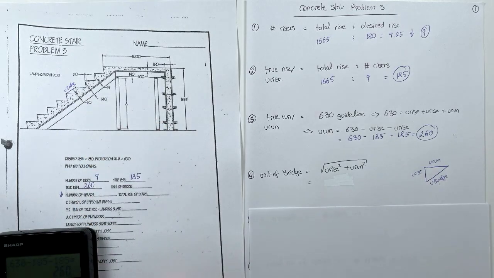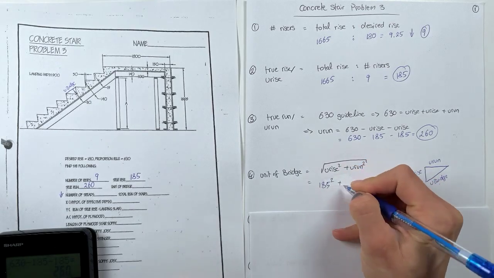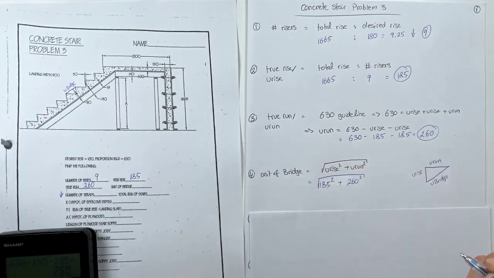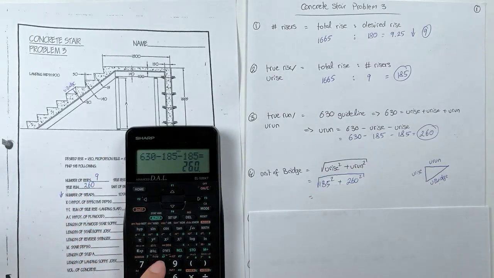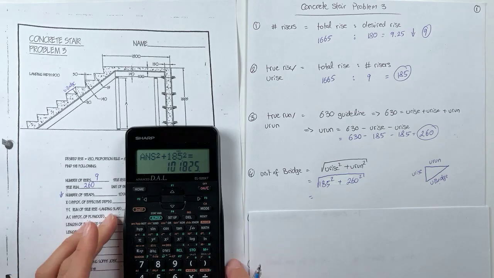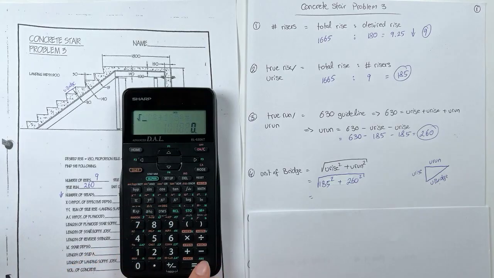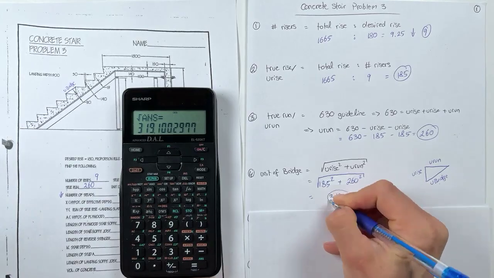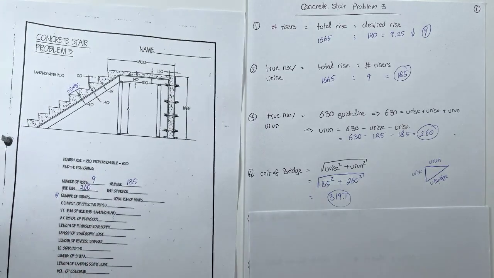That is the unit bridge from a unit rise and unit run triangle. That is the hypotenuse. So let's pop in those numbers. Unit rise, we know that, 185 squared plus unit run, we know that as well, 260 squared. Lucky us. Punching that into the calculator, the 260 is still in here, so we can leave that squared plus 185 squared, equal button. Second function, and that same square button gets us the square root. It gets 319.1. And that is our unit bridge. These three numbers, we will use them over and over and over in this worksheet.